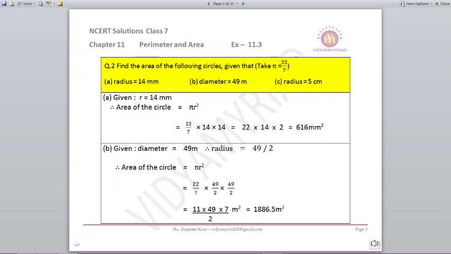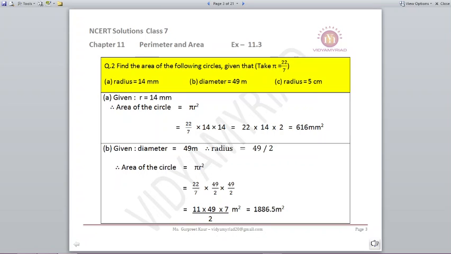In the A part, we have radius 14 mm. So, radius is 14 into 14 in the case of the formula. So, area of the circle becomes 22/7 multiplied by 14 multiplied by 14. The answer comes to 616 mm square. Remember that whenever we are finding out the area, your units will be in square. Whatever units are given, whether meters, centimeters, millimeters, anything, it is written in square units. Don't forget that, otherwise your marks will be deducted for that.